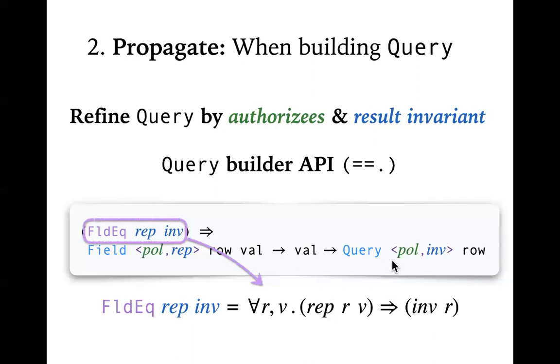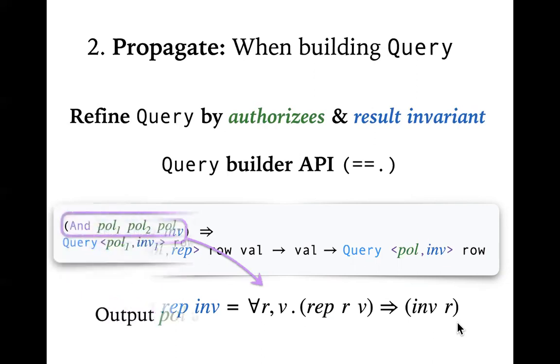The interesting thing is, what is the invariant that holds for this subquery? And that invariant is essentially, and this is where the representation or the semantics of that particular field comes in, any predicate such that the representation implies that predicate. So the representation R of V implies the invariant on R. This is how at the type level we can track the semantics of the SQL query as you build them up with this equals or and so on.